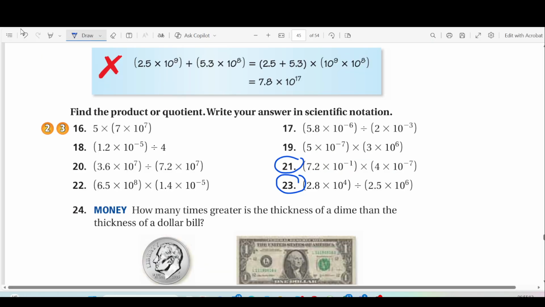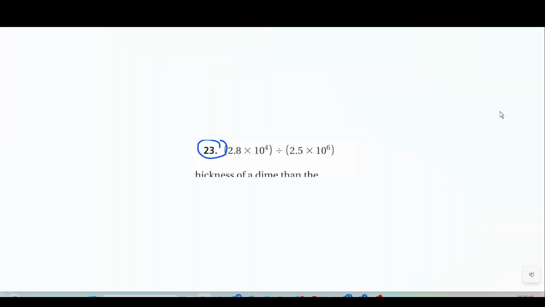Wait, wait, I did it wrong. I got 1.12 times 10 to the power of negative 0.6. I don't think that's right. Negative 6. Okay, let me explain. If you divide, exponent should be whole number.